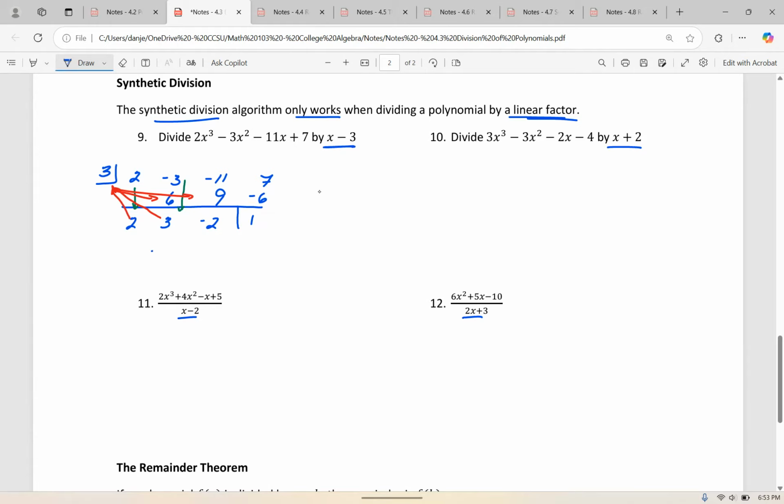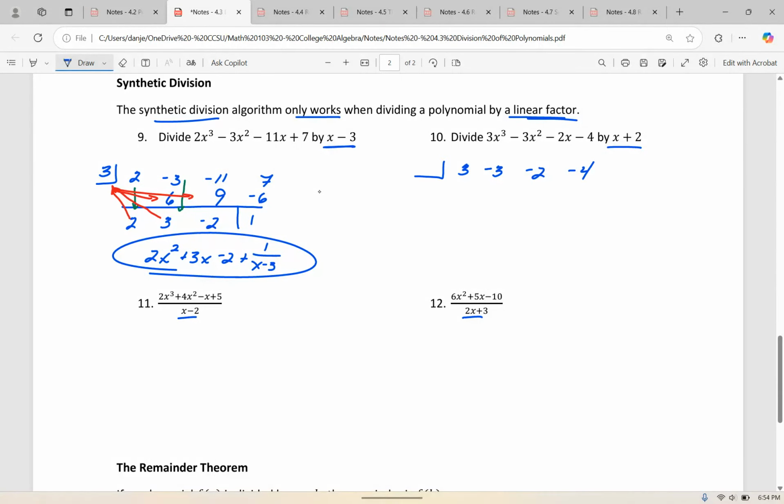So I have 2x squared plus 3x minus 2 plus a remainder of 1 yet to be divided by the x minus 3. Okay, so let's look at another one. Number 10, 3x to the third minus 3x squared minus 2x minus 4. My coefficients are 3, negative 3, negative 2, negative 4. I'm dividing by x plus 2, so the negative 2 is what goes in that box. Horizontal line with a little space, vertical line between the negative 2 and negative 4.